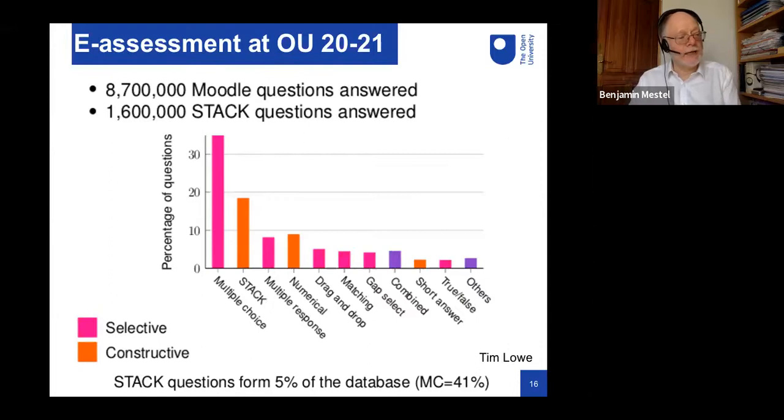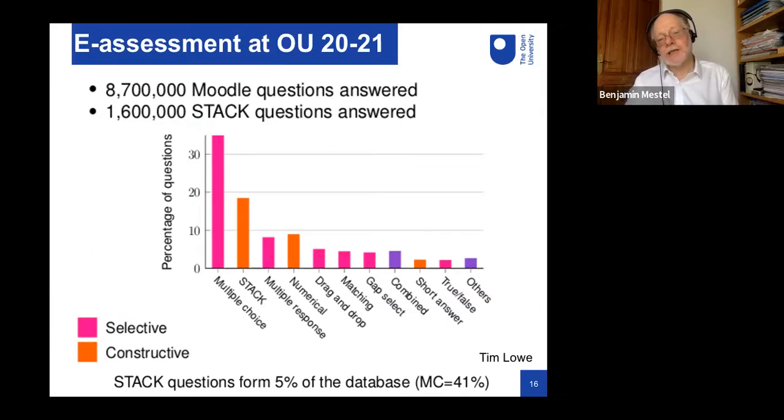And interestingly, although multiple choice wins, multiple choice actually forms about 40% of the database. It consists of multiple choice questions, but only 5% of the database consists of Stack questions. And so if you like, Stack punches above its weight in the Open University. The significant number of Stack questions are actually used by students, even though there aren't that many compared to multiple choice that are actually available to be used.